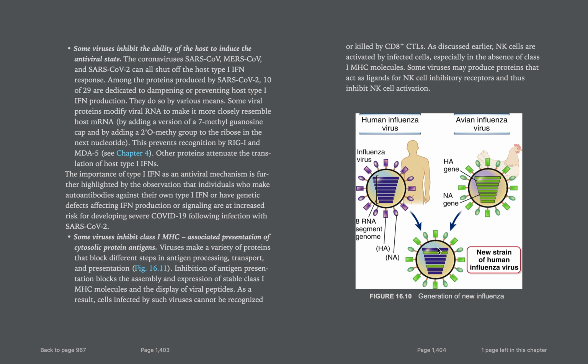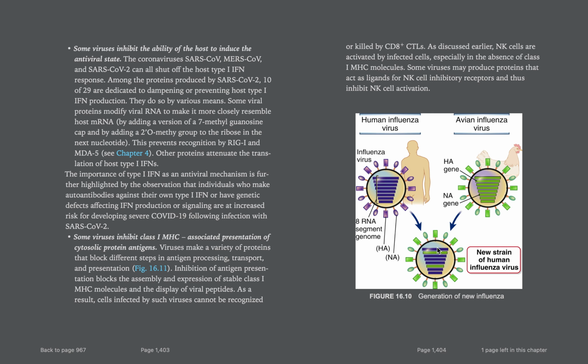Some viruses inhibit the ability of the host to induce the antiviral state. The coronaviruses SARS-CoV, MERS-CoV, and SARS-CoV-2 can all shut off the host type 1 interferon response. Among the proteins produced by SARS-CoV-2, 10 of 29 are dedicated to dampening or preventing host type 1 interferon production. They do so by various means.